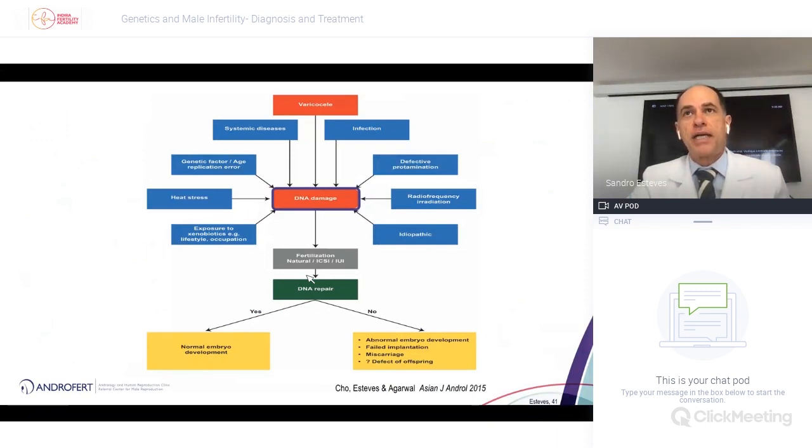But if the DNA repair system is not working properly because the oocyte is not as good, and the DNA damage is so important that there's no possibility for the oocyte to repair the DNA abnormality, then it might result in an abnormal embryo, failed implantation, miscarriage, or even transmission of the defect to offspring, which will increase the risk of childhood cancer, for instance, and some neurological disorders like autism that has been reported to be related to that.